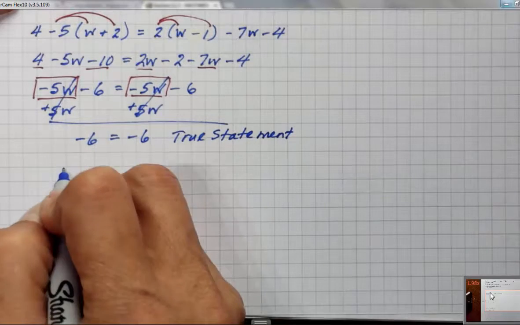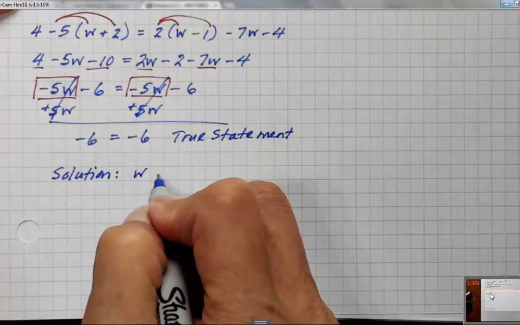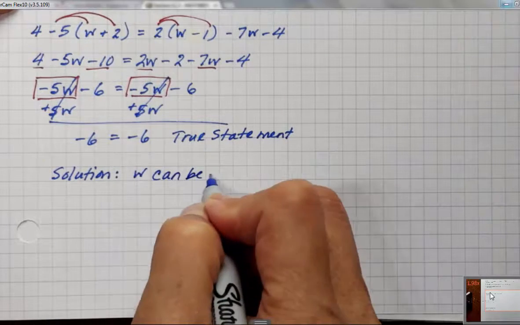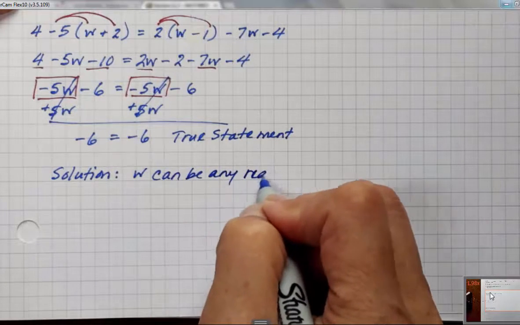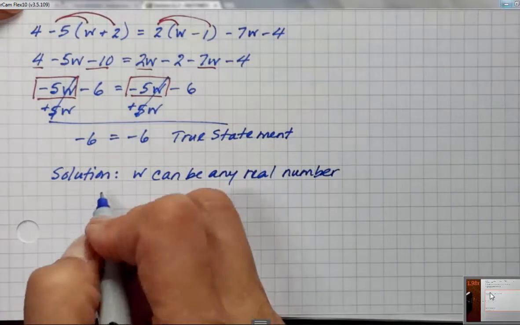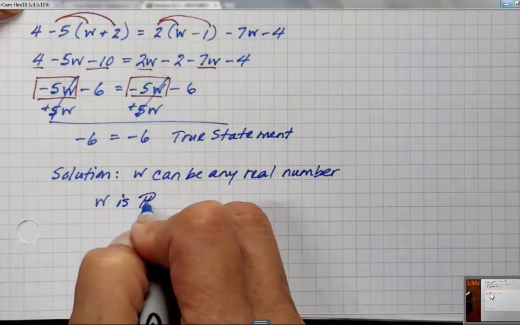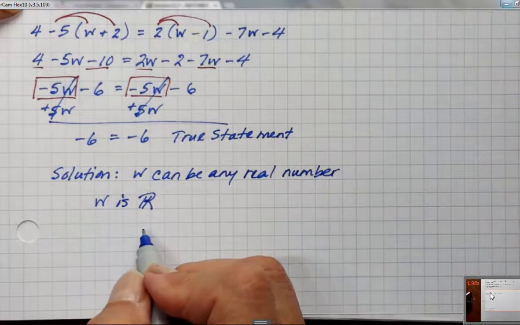So the answer, or the solution to this particular problem is w can be any real number. Or sometimes you write w is a real number, and that symbol right there means all real numbers.